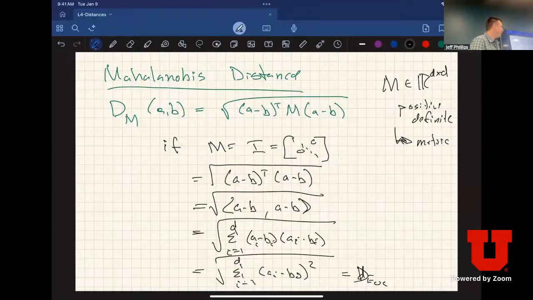Maybe this made sense of what this is doing, but it's stretching the coordinates. And if M is not the identity, it means it can stretch them along directions which are not the coordinate axes. Again, hopefully this will make sense later in the semester, but just know that there is this additional class of distances we can also choose from, which are also metrics. Another big class here.